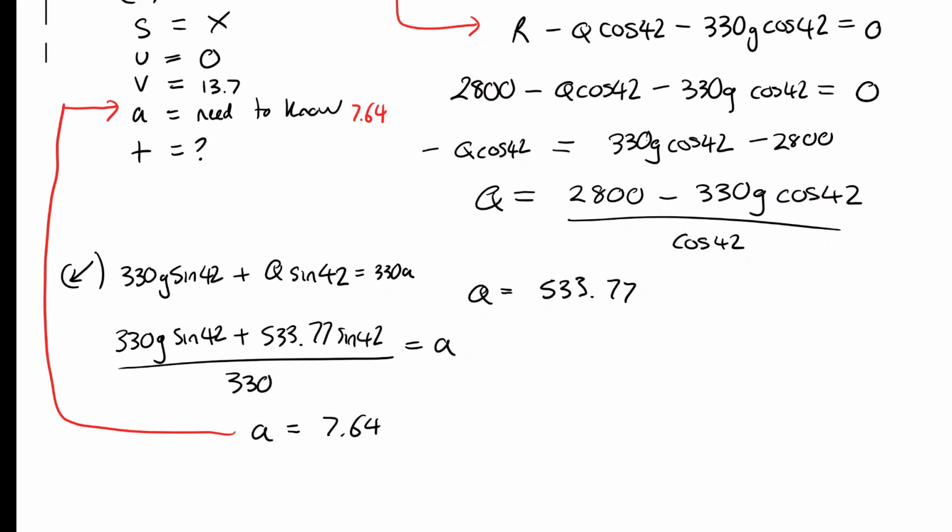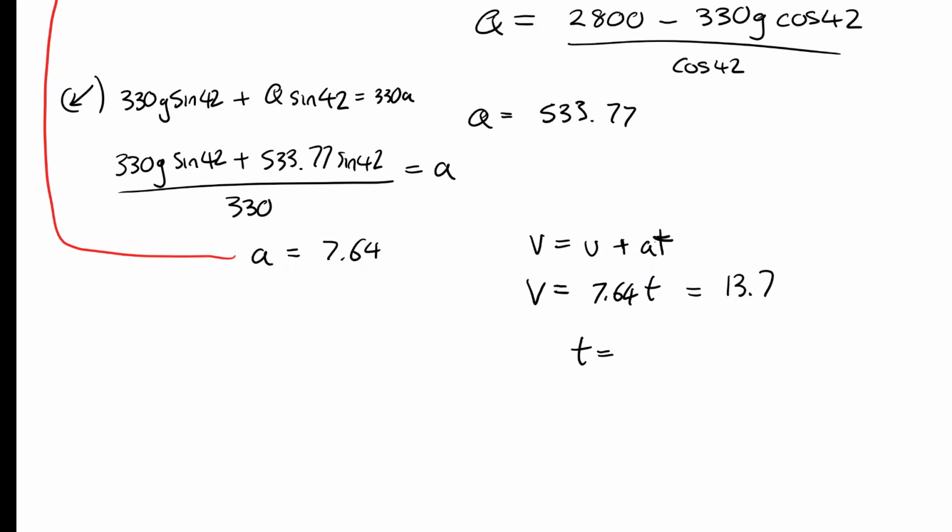So then we can just use a SUVAT equation that doesn't have s in it, so we use v equals u plus at. V equals u plus at. V equals at, so that's 7.64 t is equal to 13.7. So the time that this takes is 1.7 seconds, and that's the end of example 2.